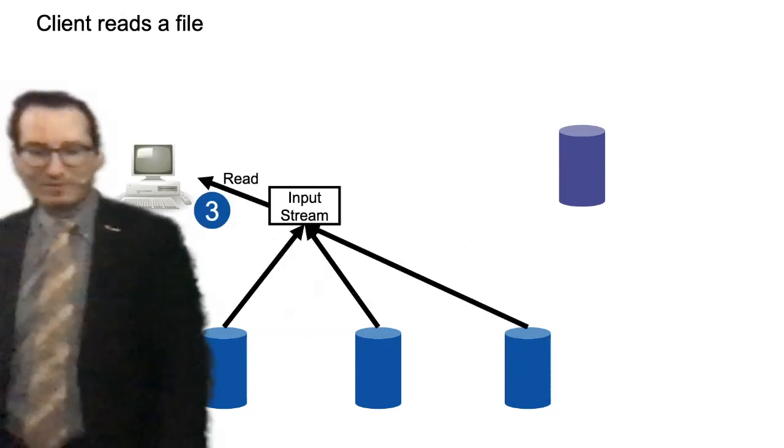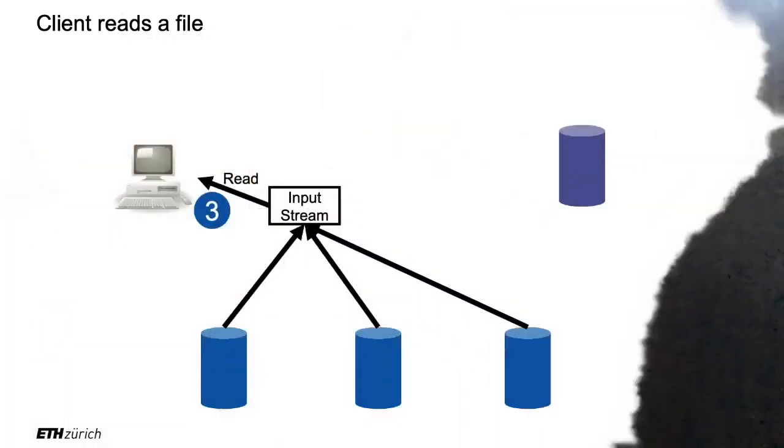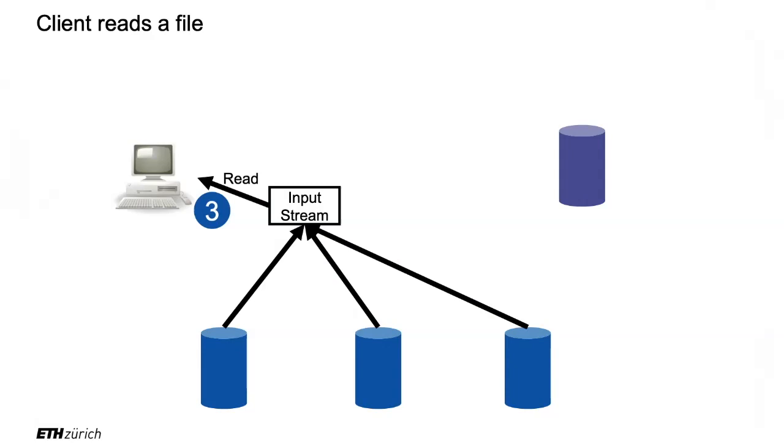So this is for reading a file, right? Basically you do this for one block, then you receive a block, then you do it for another block, then you receive a block, and so on and so on and so on.